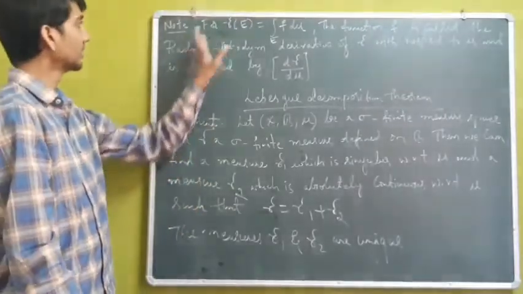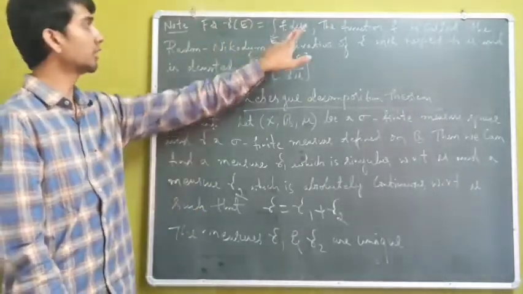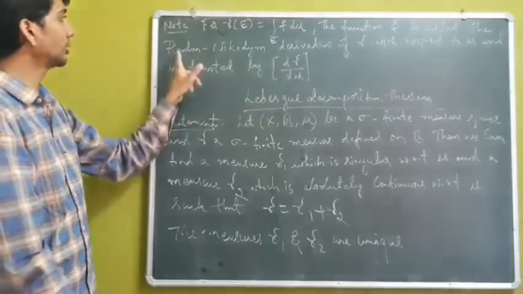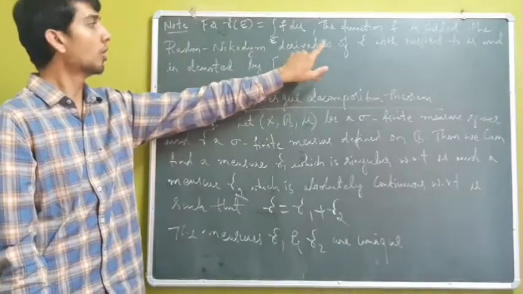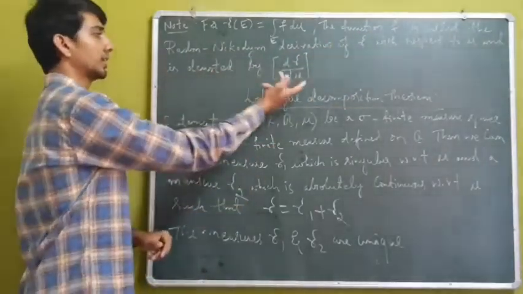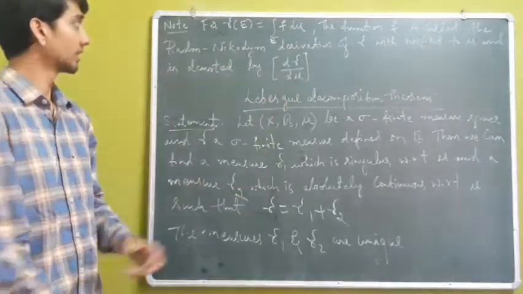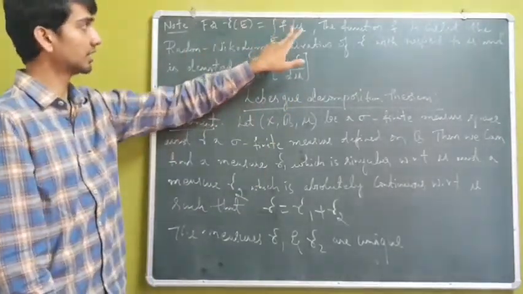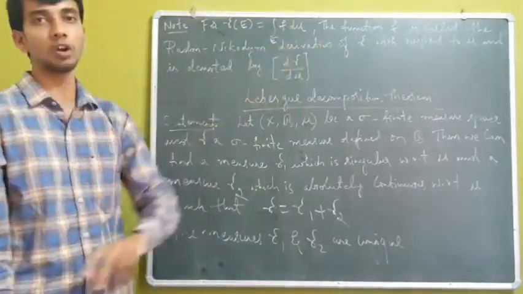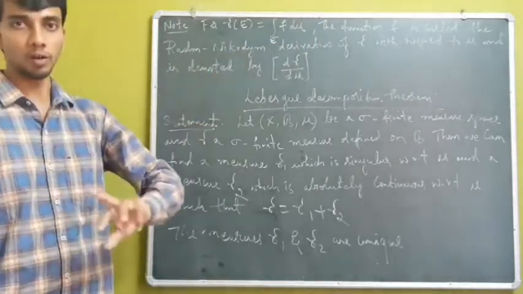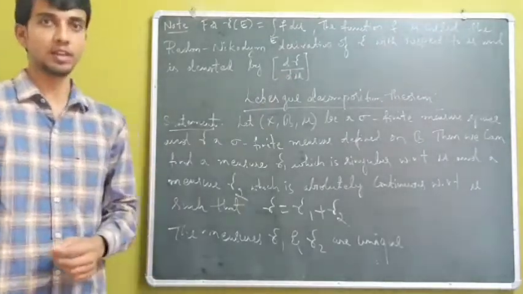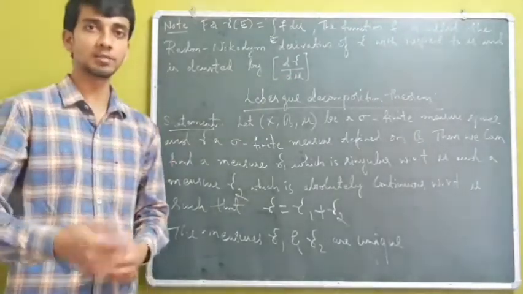Next, note that if gamma of E is the integral of f over E with respect to mu, then the function f is said to be the Radon Nikodym derivative of gamma with respect to mu, and it is denoted by this notation. So again, if gamma of E is the integral of f over E with respect to mu, then f is called the Radon Nikodym derivative of gamma with respect to mu. And we are at the last theorem of this unit.